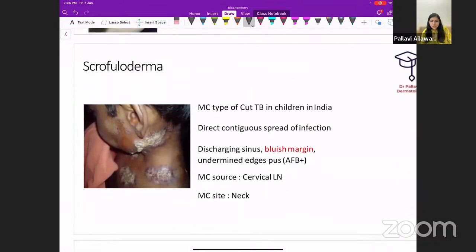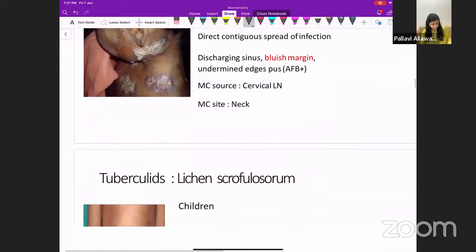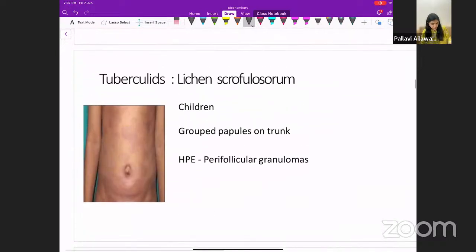Scrofuloderma, generally seen in children, multiple discharging sinuses with bluish margins on the neck of the child. This is scrofuloderma. Lichen scrofulosorum, again, grouped papules on the trunk of a child. So this is briefly about the bacterial infections.